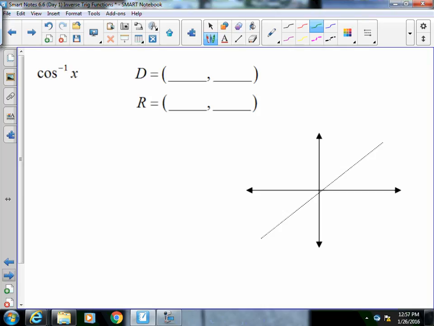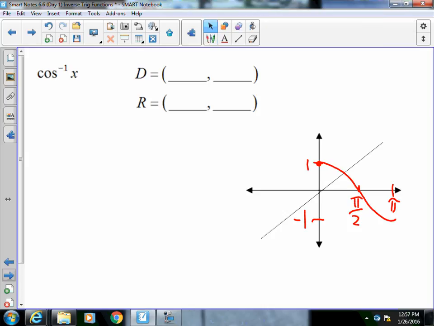Similar situation for cosine. We know that cosine starts at 0, 1, and crosses the x-axis at pi over 2, and it gets to negative 1 at pi. Now we could continue on, but its inverse would not be a function. So this is all of the function we need. If we switch these, 0, 1 would become 1, 0. Pi over 2, 0 would become 0, pi over 2.